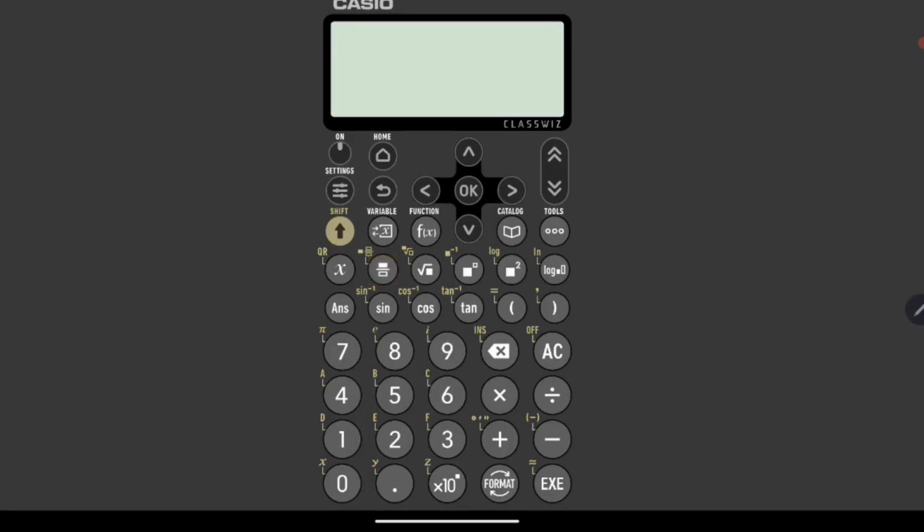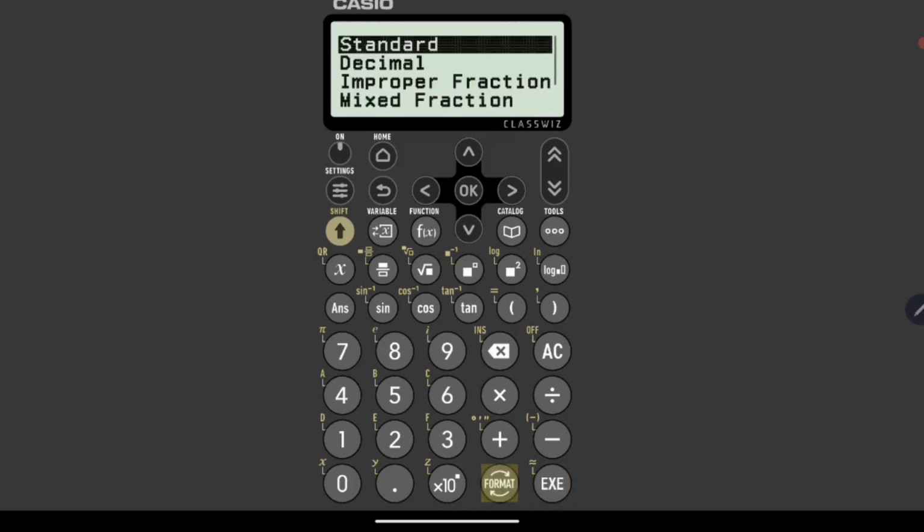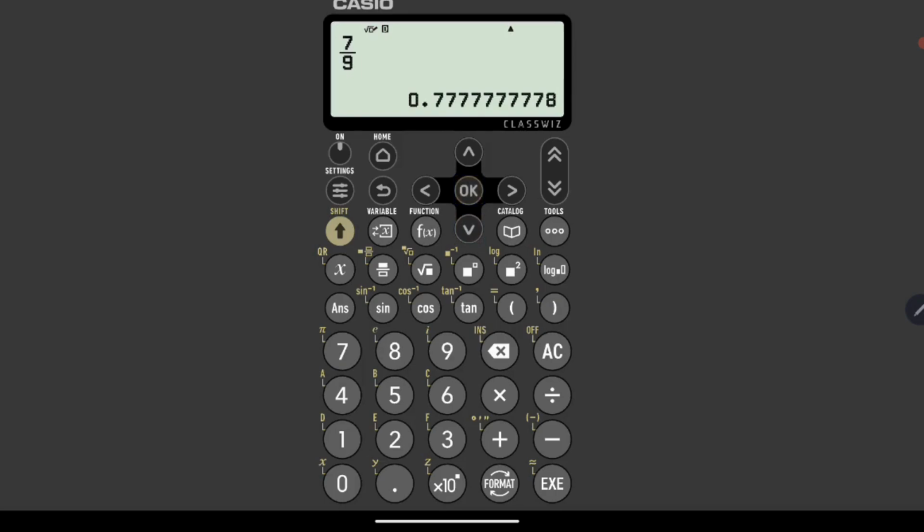Here's the fraction button. A bit slow. 7 as your numerator, 9 as the denominator. Format into decimal. As you can see, it is 0.7 recurring. The reason they have the 8 here is just the calculator's rounded. It does actually carry on forever, so we know we're correct.